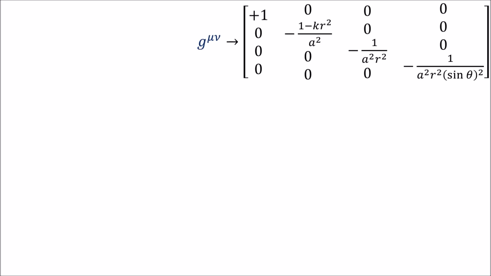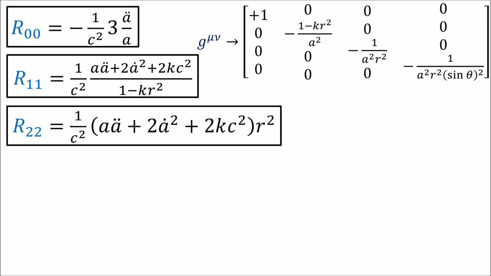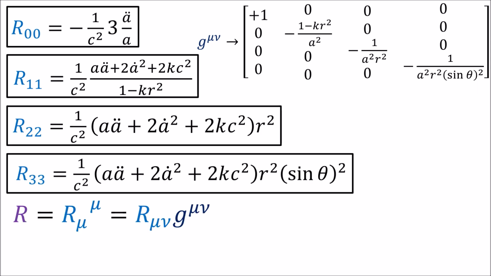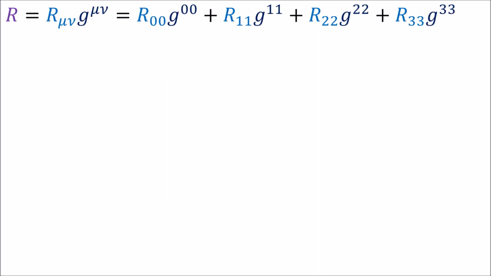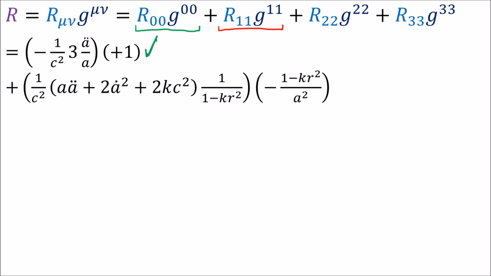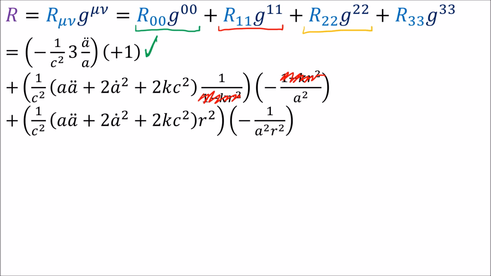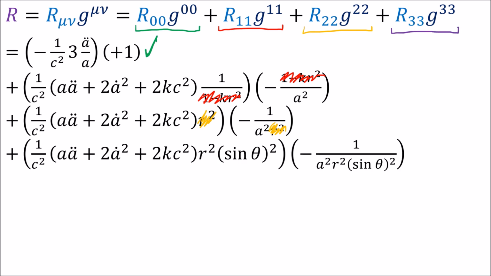So for the FLRW metric, we have the corresponding inverse metric, and we have the corresponding Ricci tensor components, which means we can calculate the Ricci scalar, which is just the trace of the Ricci tensor where one of its indices is raised using the inverse metric. If we plug all these terms in, we'll leave the first term alone. For the second term, we'll cancel 1 minus kr squared from both terms. For the third term, we'll cancel r squared from both terms. And for the fourth term, we'll cancel r squared sine squared from both terms.